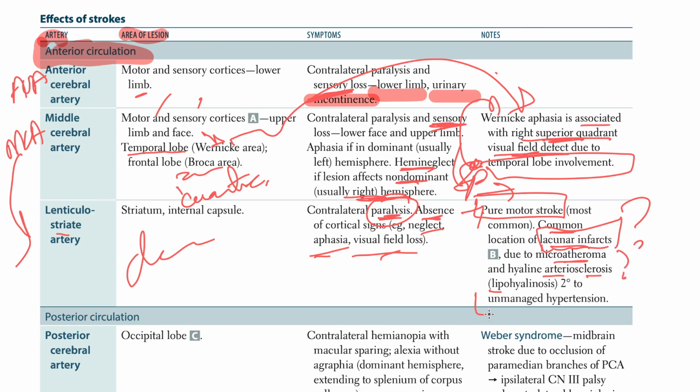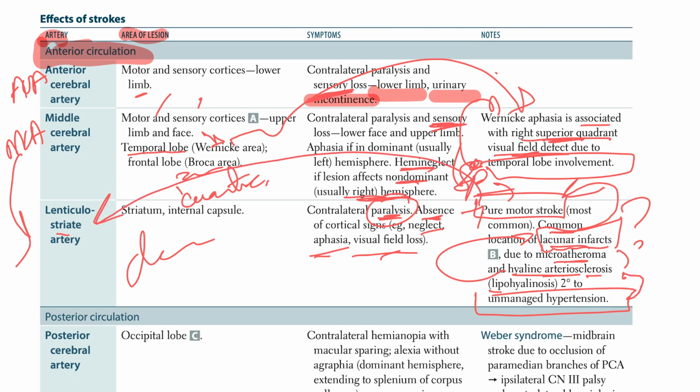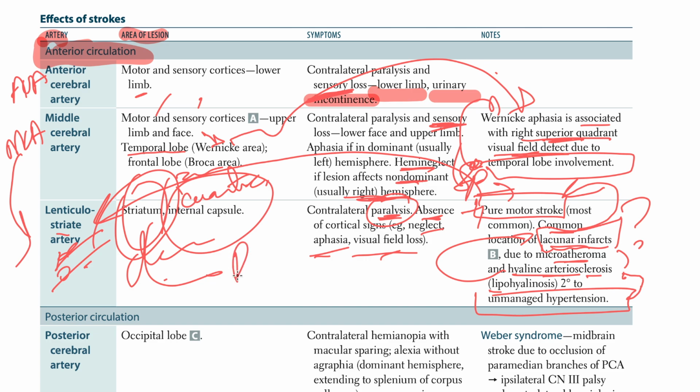Why did all of this happen? Well, this is due to unmanaged hypertension. Unmanaged hypertension causes hyaline arteriosclerosis, which causes lacunar infarct, which causes pure motor stroke. That is, the lenticulostriate arteries are having this hyaline arteriosclerosis, in which we have a deficit. The area of the lesion is going to be the deep structures of the brain, which is the striatum, internal capsule, striatum meaning putamen and the caudate nucleus.